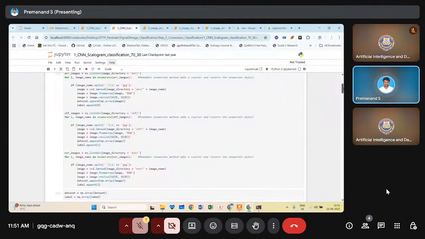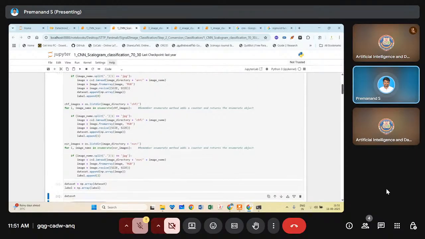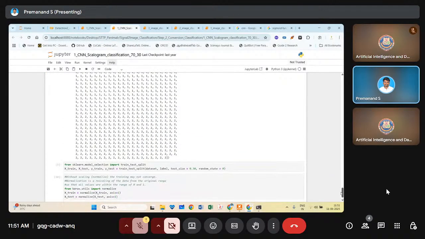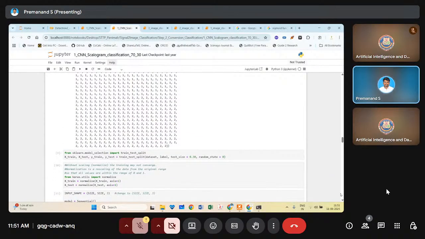Here, instead of CHF or ARR or NSR, it will be categorized into 0, 1 and 2. So I have used a categorical encoding technique here to convert ARR to label 0, CHF to label 1 and NSR to label 2. Because when we are applying the data set, if I have any categorical kind of thing apart from numerical, sometimes we won't get a proper output. So I convert the categories into numbers 0, 1 and 2.